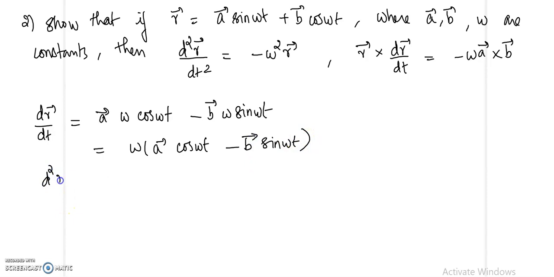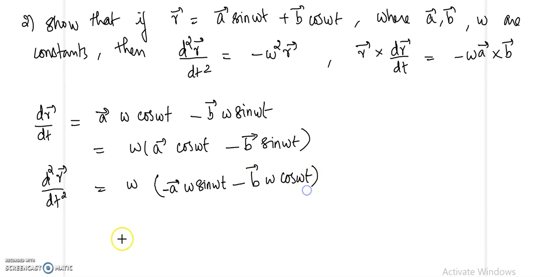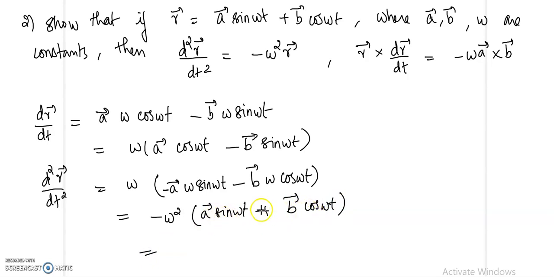And now let us find d square r by dt square. Differentiating once again, you will get omega, so this is a, and the derivative of cos omega t will be minus omega sin omega t, then minus b omega cos omega t. Now minus omega is common in both the terms, so taking that out, you will get minus omega square times a sin omega t plus b cos omega t. As you can see, a sin omega t plus b cos omega t is the value of r, so that will give minus omega square r. Therefore d square r by dt square is equal to minus omega square r. So that is the first part of the problem.